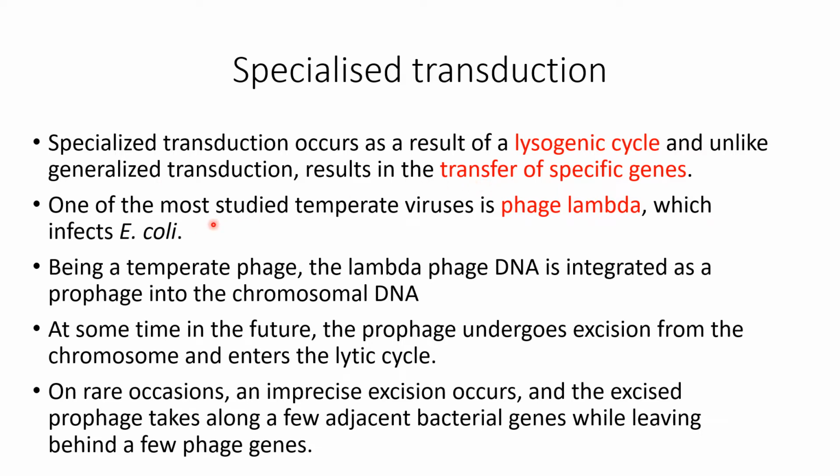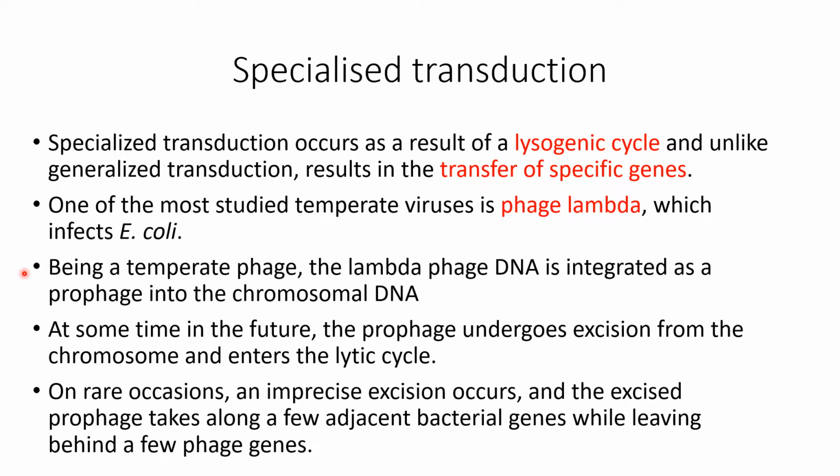And as I said, the temperate phages carry out this type of transduction, and one very commonly studied example for specialized transduction happens during the replication of this particular temperate phage, that is phage lambda, which usually infects E. coli cells. Okay, and the other details I have shown here are all the events that take place during the specialized transduction. So I will just read it out. Later on we will see that in detail in the form of a diagram.